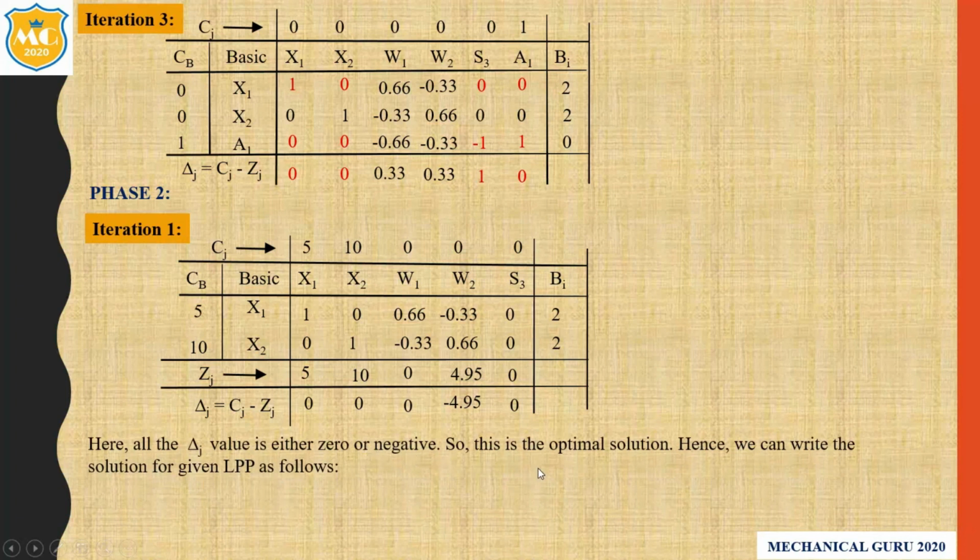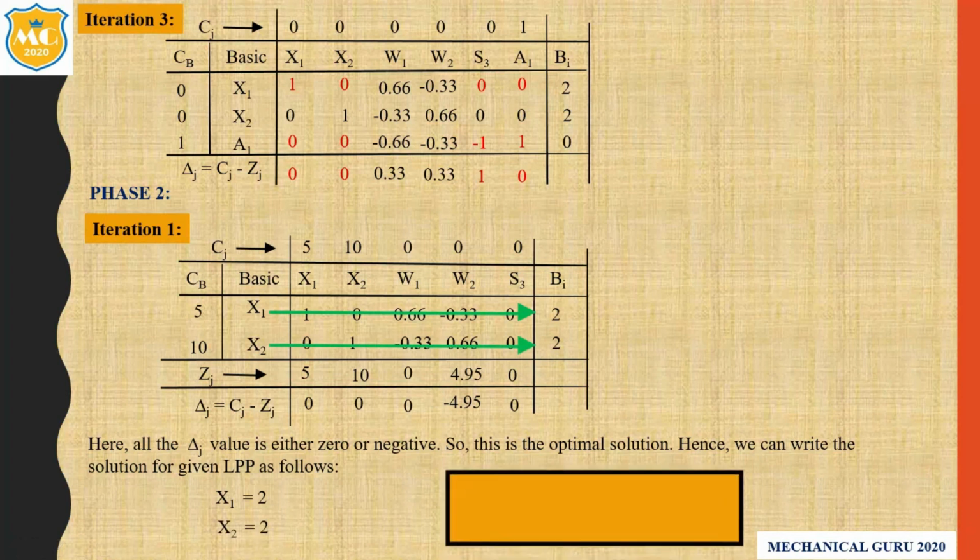Hence we can write the solution for the given LPP as follows. So here the x1 value is 2. Similarly x2 value is 2. This value we have to put into our original objective function, that is maximize z is equal to 5x1 plus 10x2. In that we have to put these values. So here we get maximize z is equal to 30. Done.